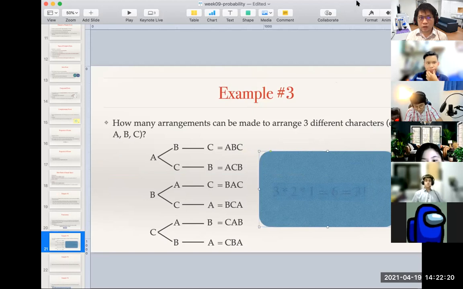Okay, the foolish way to find how many permutations, how many combinations you can have, is to write out one by one every possible arrangement, every possible combination. So from here, you can find that it is 1, 2, 3, 4, 5, 6. You have 6 possible arrangements.